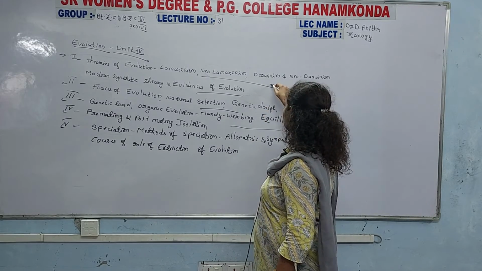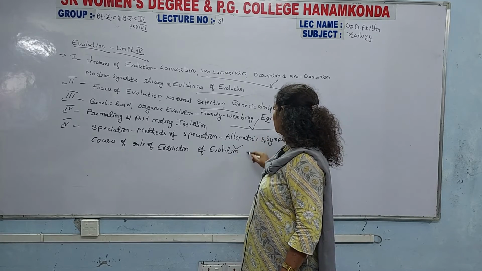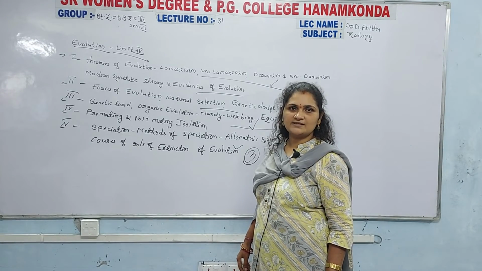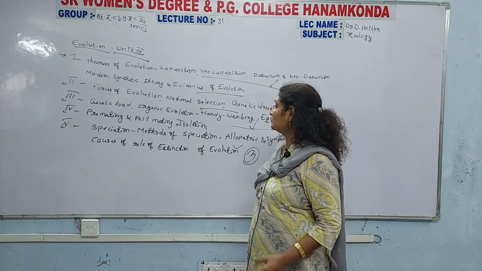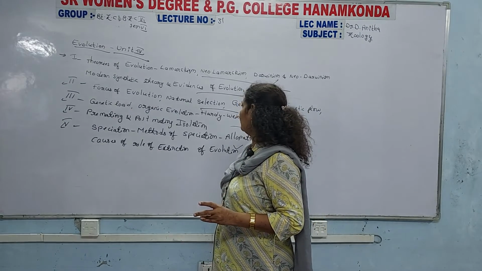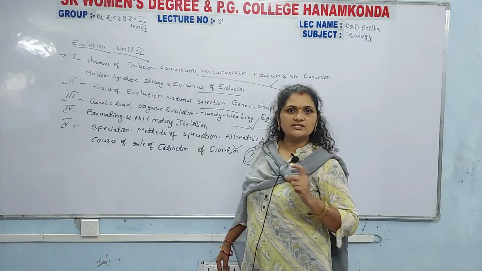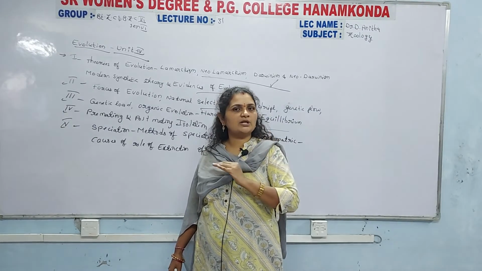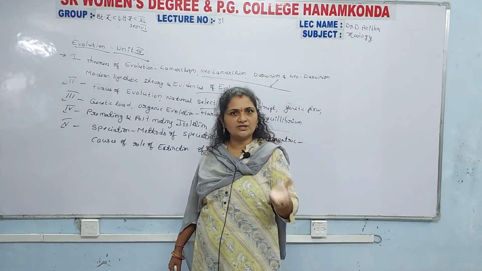So Darwinism, the Hardy-Weinberg equilibrium, and speciation: these three are the important essays in this unit. The remaining questions are important for short answers. Isolation is important for essay and for short answer, and genetic drift, genetic flow and genetic load are important for short answer questions. That's why you should read this unit completely, so you don't leave any question. Follow the whole unit, then only you get the full marks.